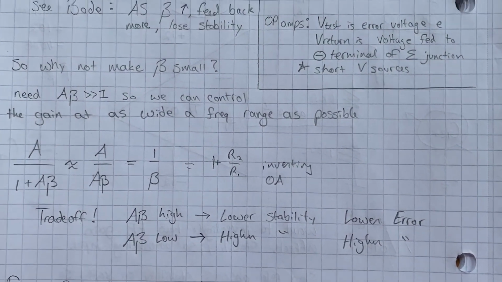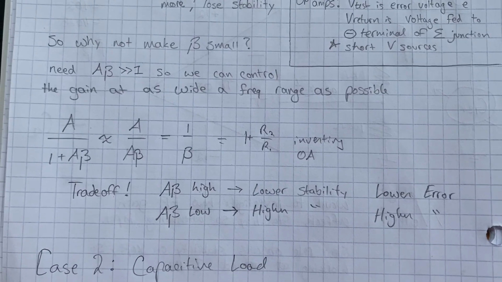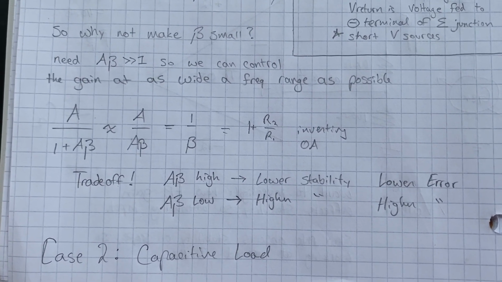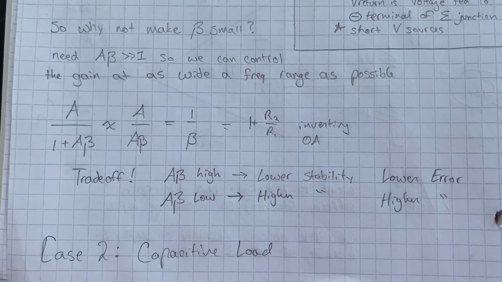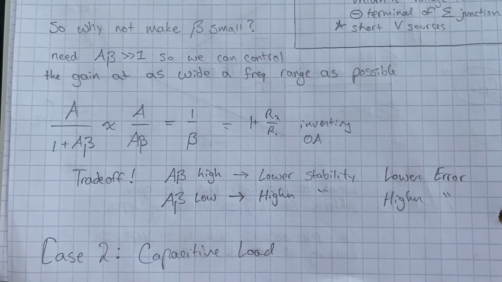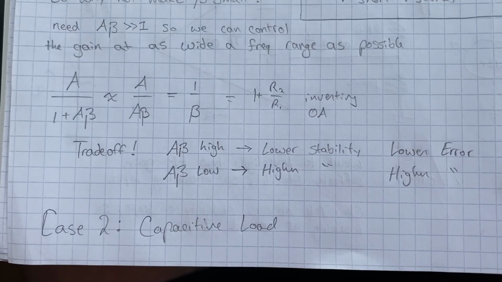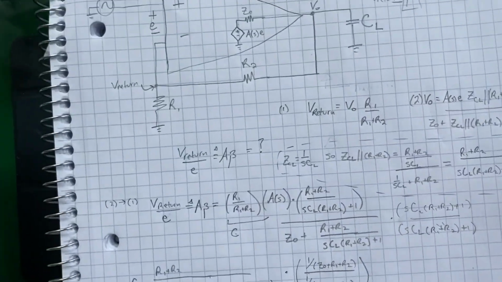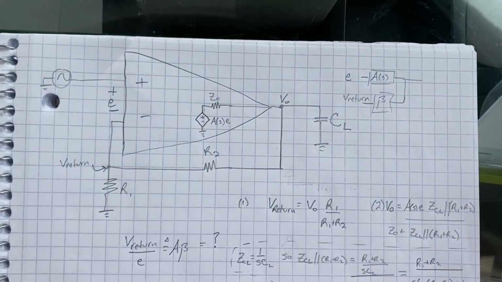And as I said before, there's a trade-off. If AB is high, lower stability, but lower error as well, which is good. And if AB is low, then we have higher stability, but higher error. And now let's look at driving the capacitive load. This is where things get more interesting.